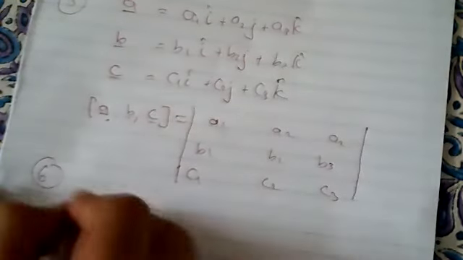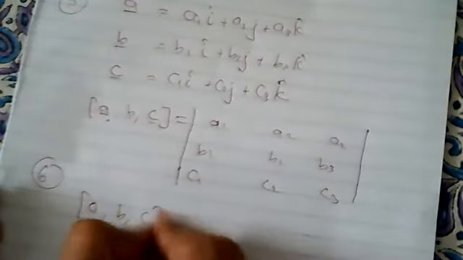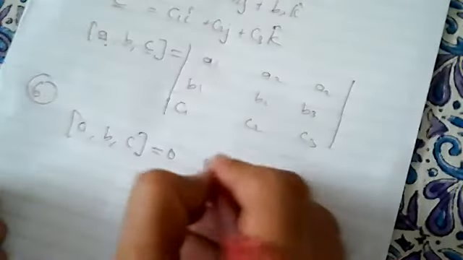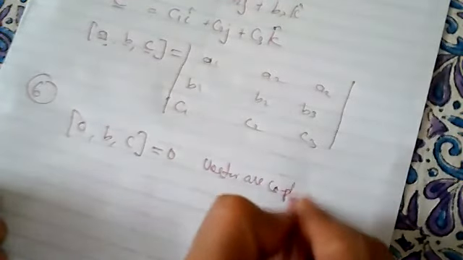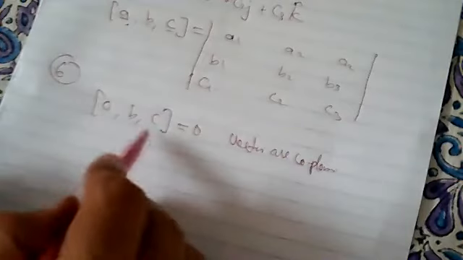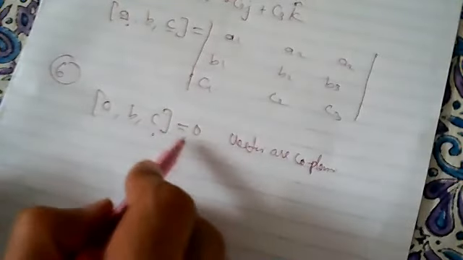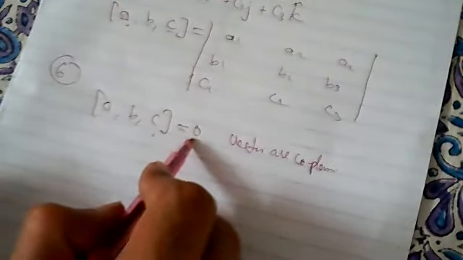Sixth property: if [A, B, C] equals 0, then mathematically we can say the vectors are coplanar. If the vectors lie in the same plane, then these vectors are coplanar. If you want to prove three vectors are coplanar, just take the scalar triple product. If the answer is 0, then the vectors are coplanar.